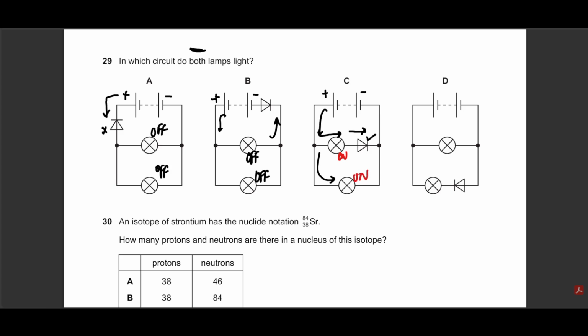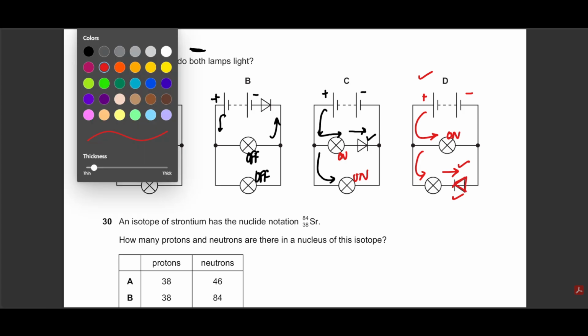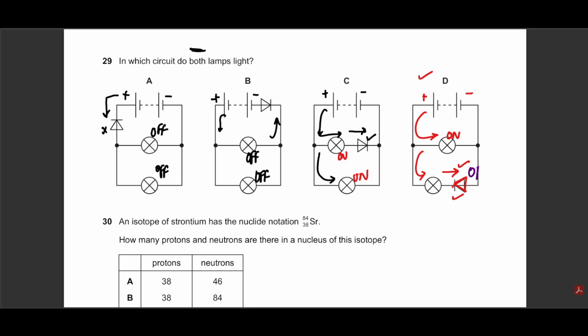Option D, this is positive and negative. Current is going through this bulb. It will be on. Current tries to go here, but cannot go because the proposed direction of the current due to the battery and the diode, the direction of the diode is entirely opposite. So the current cannot flow. So this bulb will be off. So both of them cannot light up in example D and A and B. So the only right answer is option C.